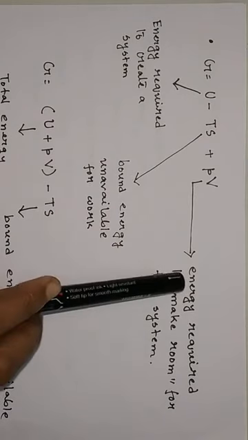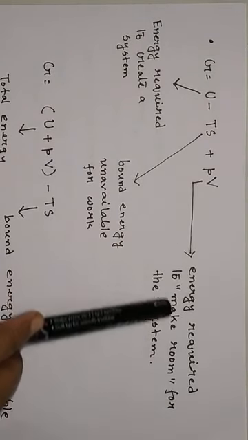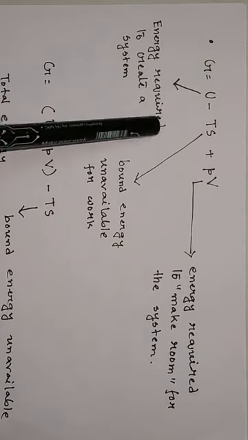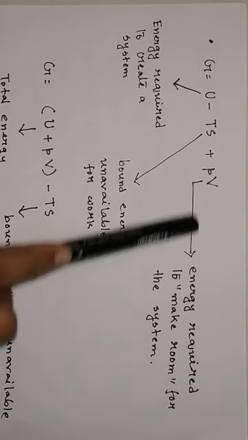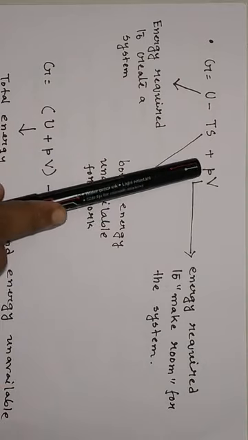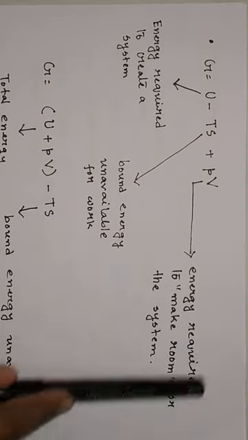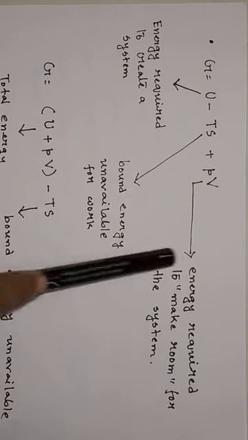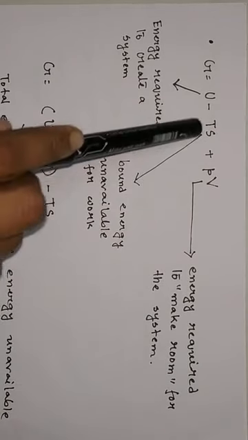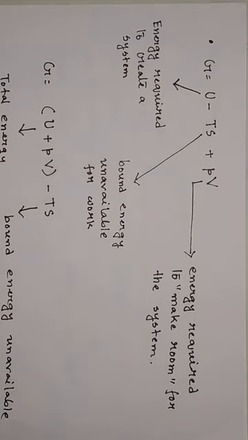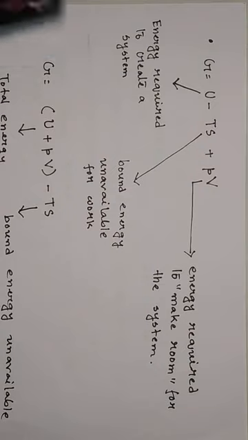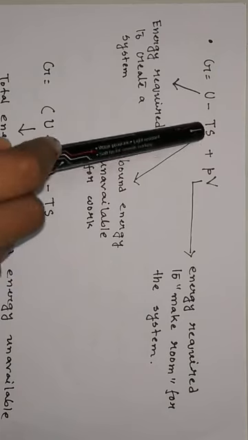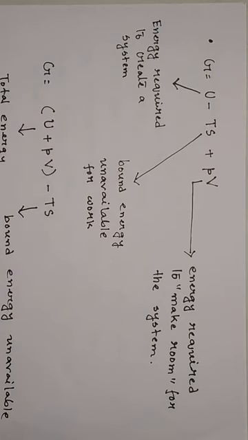And what is PV? PV is the energy required to make room for the system. So U is the energy required to create the system, and PV, which is the product of the pressure and volume, is the energy required to make room for the system, that is, to give the space for the system. And Ts, this product of the temperature and entropy of the system, gives the bound or latent energy which is unavailable for work. We can convert the rest of the energy of a system to work, but we cannot convert this Ts amount of energy.